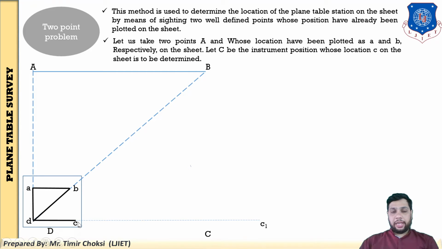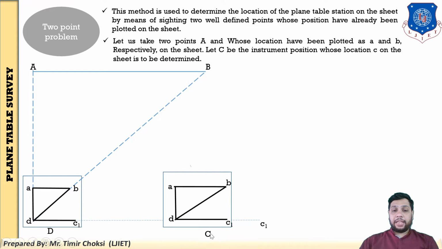This is a DC1 line. Now in a decimal line, which line? In a decimal line you have set up the plane table at C. In a decimal line you have assumed that I have arranged this point. This is a wrong point. Okay, this is just for a reference.